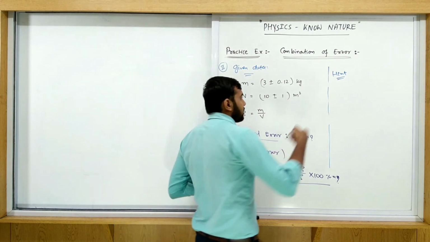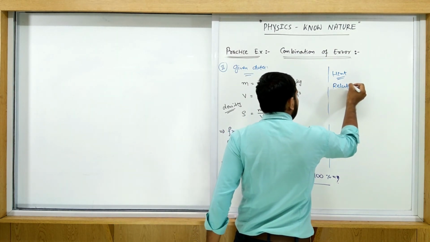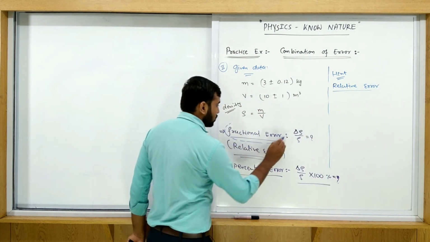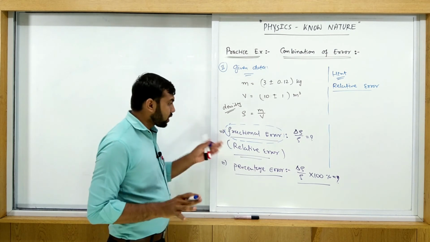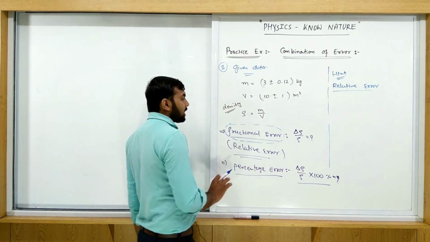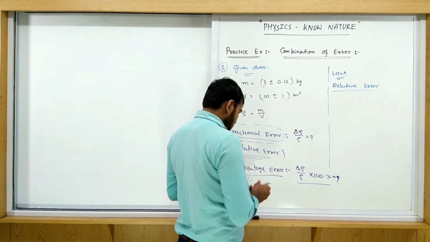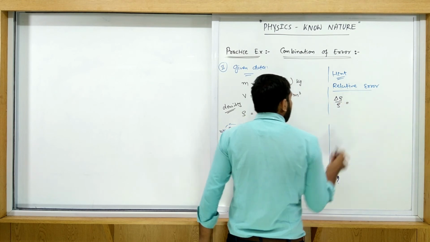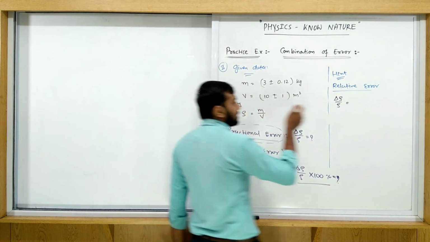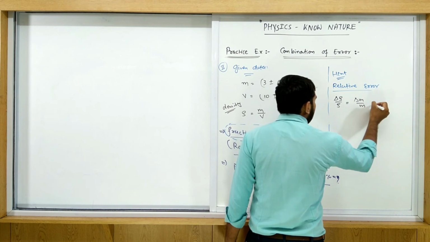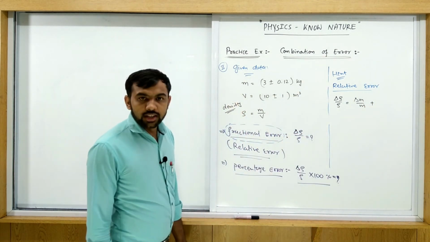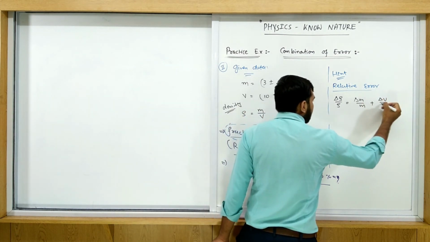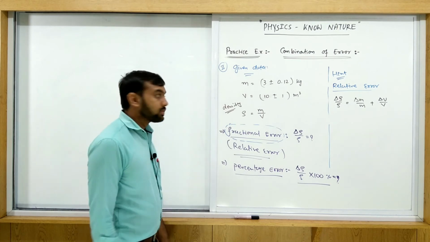So what is the relative error? Relative error, or we call it fractional error. Both are the same. How do we write the relative error in case of division? Very simple, we just write the answer in this way. Delta rho upon rho is equal to, first quantity is mass, delta m upon m. Always use the positive sign to get the maximum error, plus the second quantity, V, so delta v upon v. This is our first answer.